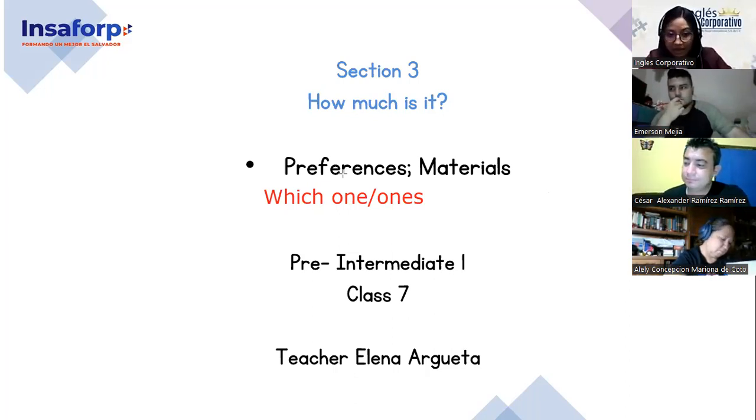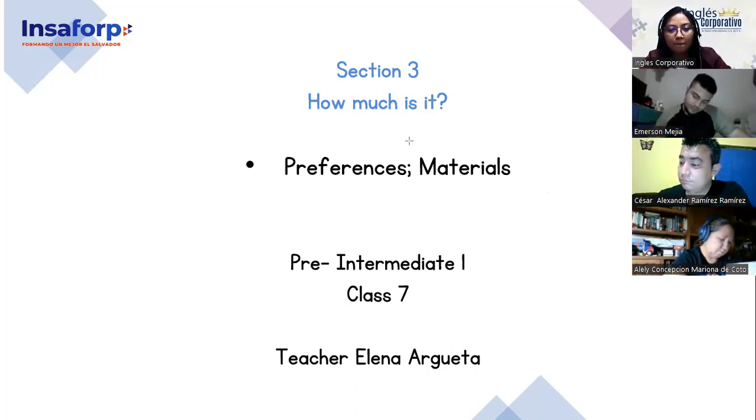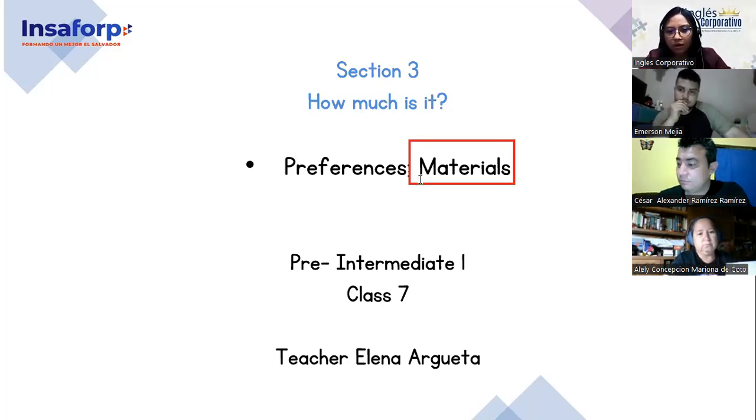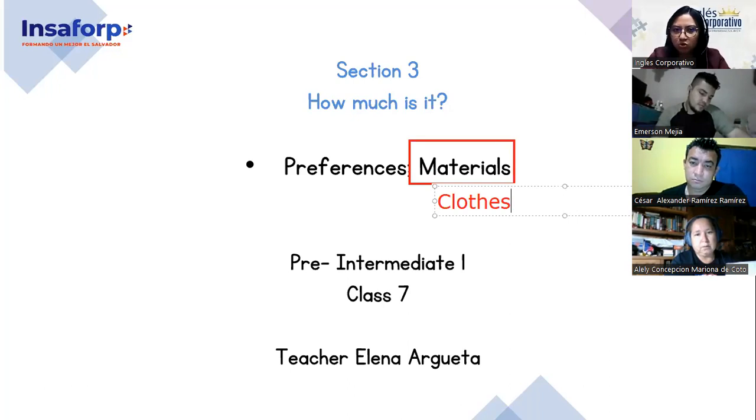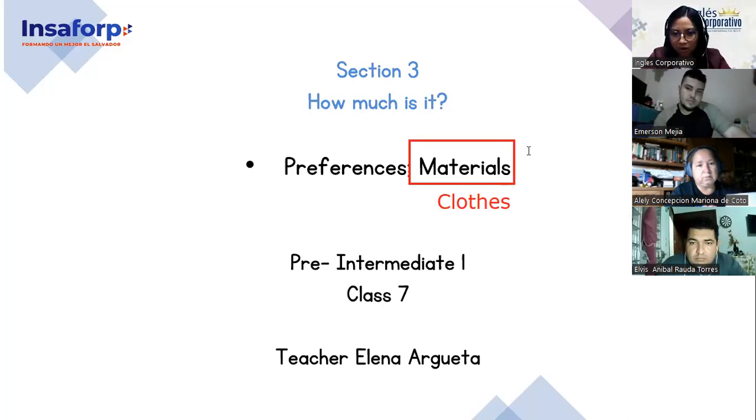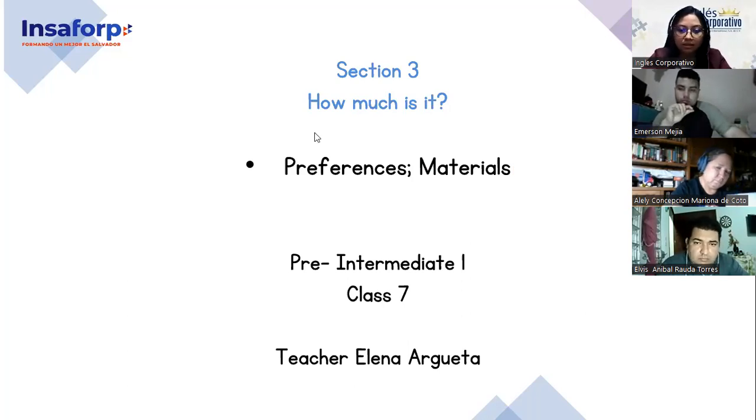Entonces, para expresar preferencias, vamos a utilizar in this class the expressions one and ones. And we also are going to talk about materials, materiales. ¿De qué están hechos los objetos que ocupamos? Especially when we talk about clothes, because this is very usual to go and get new clothes. So we need to know about the materials about this type of products. Este es el tema de ahora, expresar preferencias e identificar materiales. Class number 7, and this is section number 3.